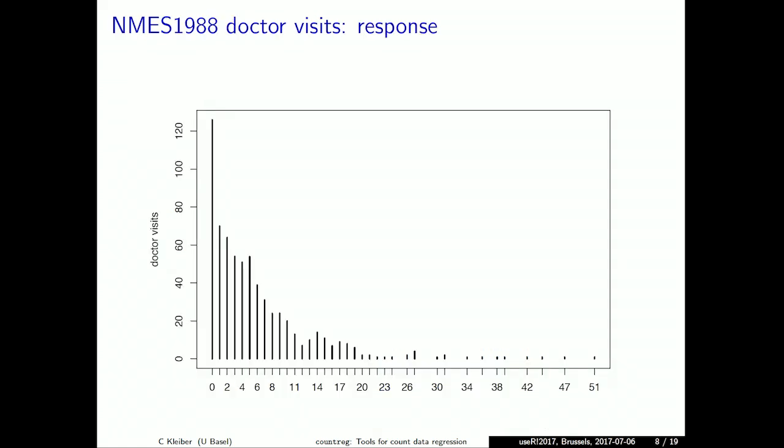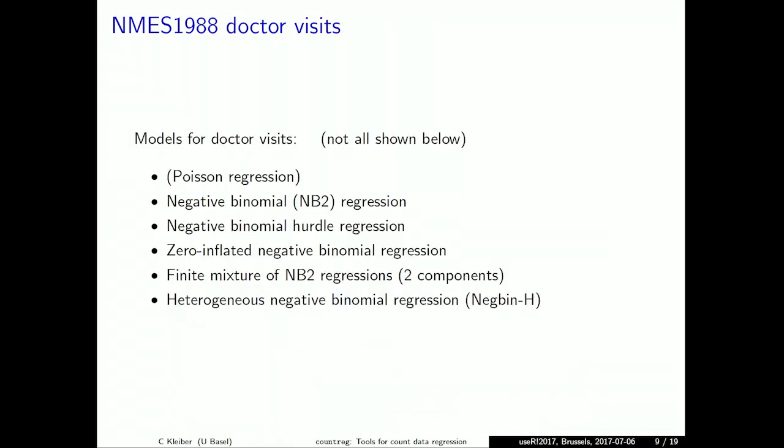So that's the response here, and as you immediately see, a Poisson distribution is not going to do well with this. You have a large number of zero counts, and you also have some fairly large counts, so Poisson is not going to fit this very well. So models that I try out and visualize here are the following. You will not see all of them, or at least not for all applications. So there's a Poisson, there's a negative binomial, there's a hurdle version of the negative binomial, a zero inflation version, there's a finite mixture, and there's an extension along the lines of the GAMLSS package that models the shape parameter of the negative binomial as well.